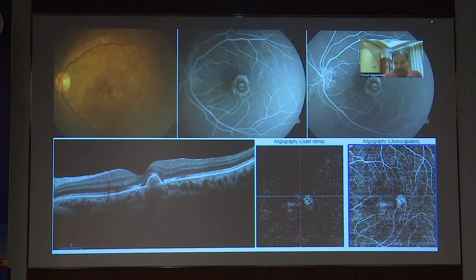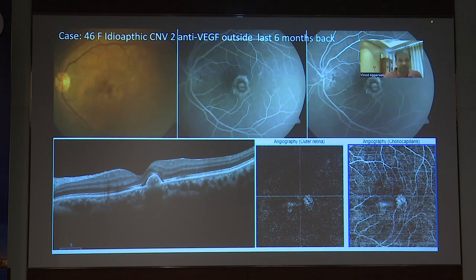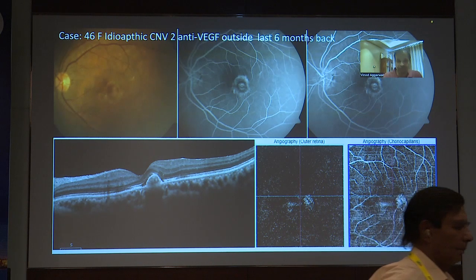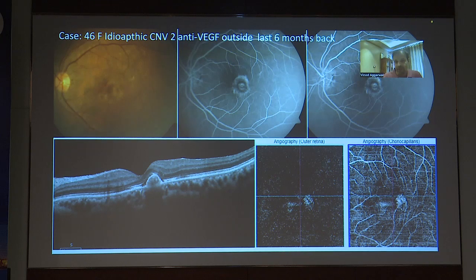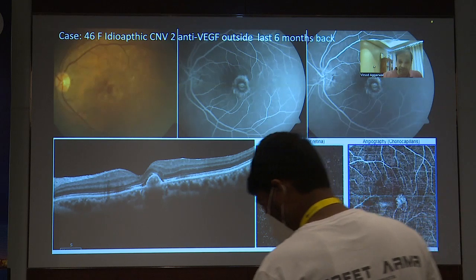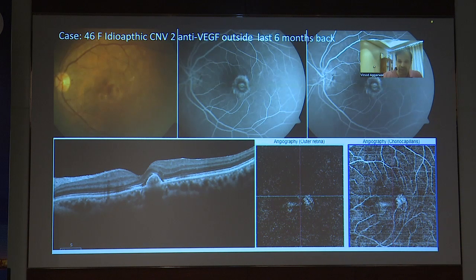We did OCTA in this particular patient, and you can see there is a very nice little membrane which is sitting there. Now, going back to the history, when we took history from this patient, this is what is the history of the patient, that she received 2 anti-VEGF injections for this particular lesion, and the last injection was 6 months back, and since then she had been asymptomatic. Now that is very, very important because even the regressed CNV you may see on OCTA, and it is very important to take into account the clinical features of the patient and the symptoms of the patient before you go on to decide with the treatment.